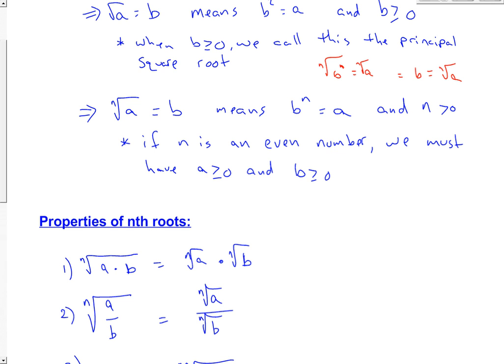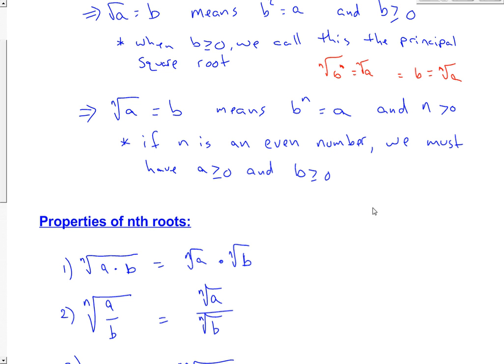So that's just the understanding of having those different values for your radicals. And again, if n is greater than or equal to 0, we aren't going to have negative numbers up there. And if n is an even number, we must have a greater than or equal to 0 and b greater than or equal to 0 as well. And again, this is called the principal nth root.